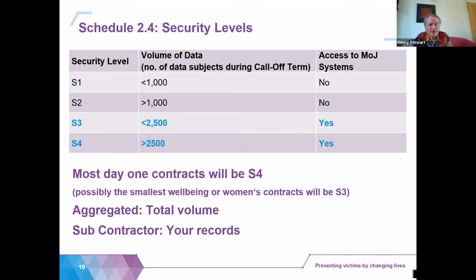Now, the question is the volume of data, the number of service users. This isn't just for this contract, but aggregated. It's the total volume across all the contracts that you have with HMPPS. If you're a subcontractor, it only involves your own records. It doesn't involve the entire prime contract. But you need to work out, so if your level is above 2,500, then you're at security level S4. So let's look at what those involve.